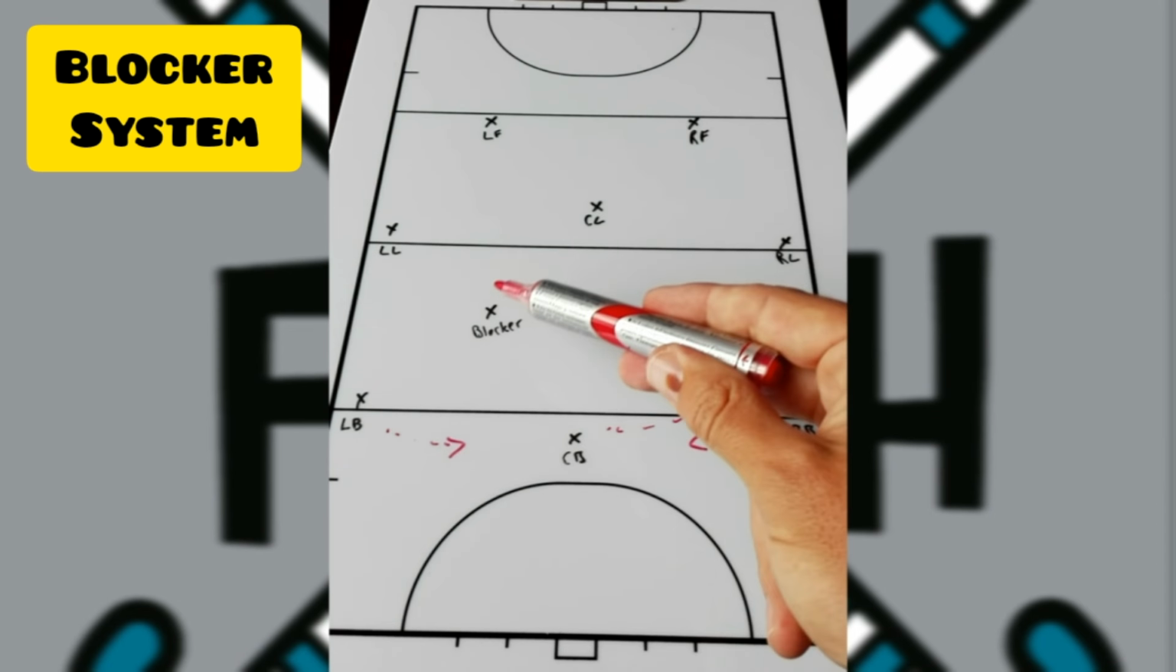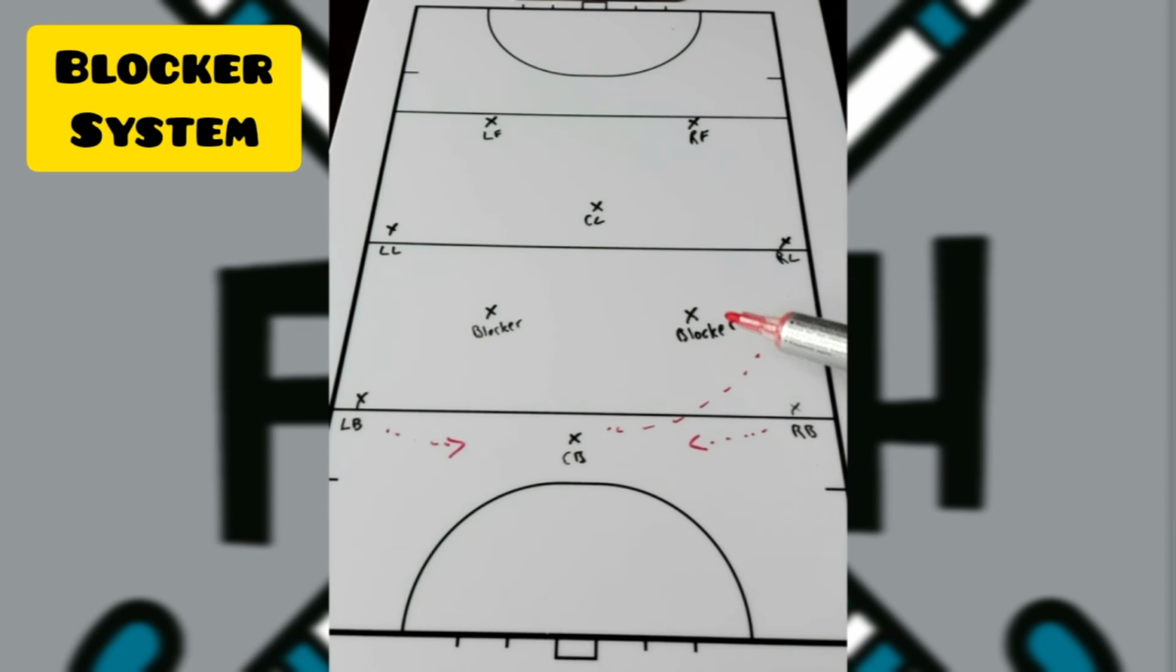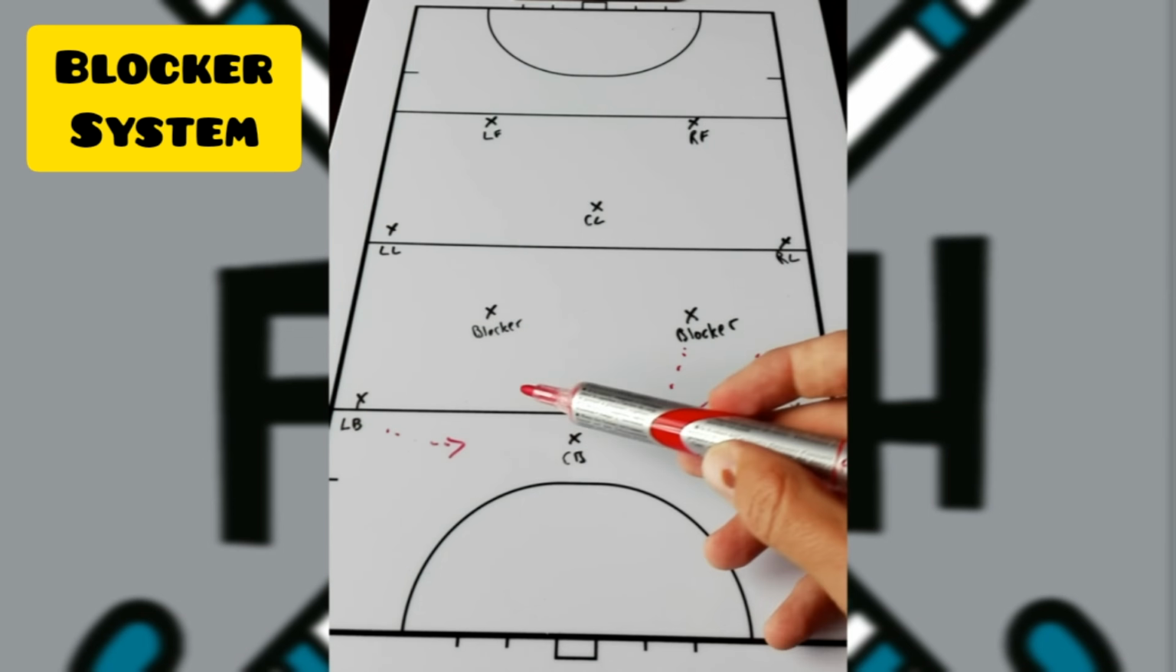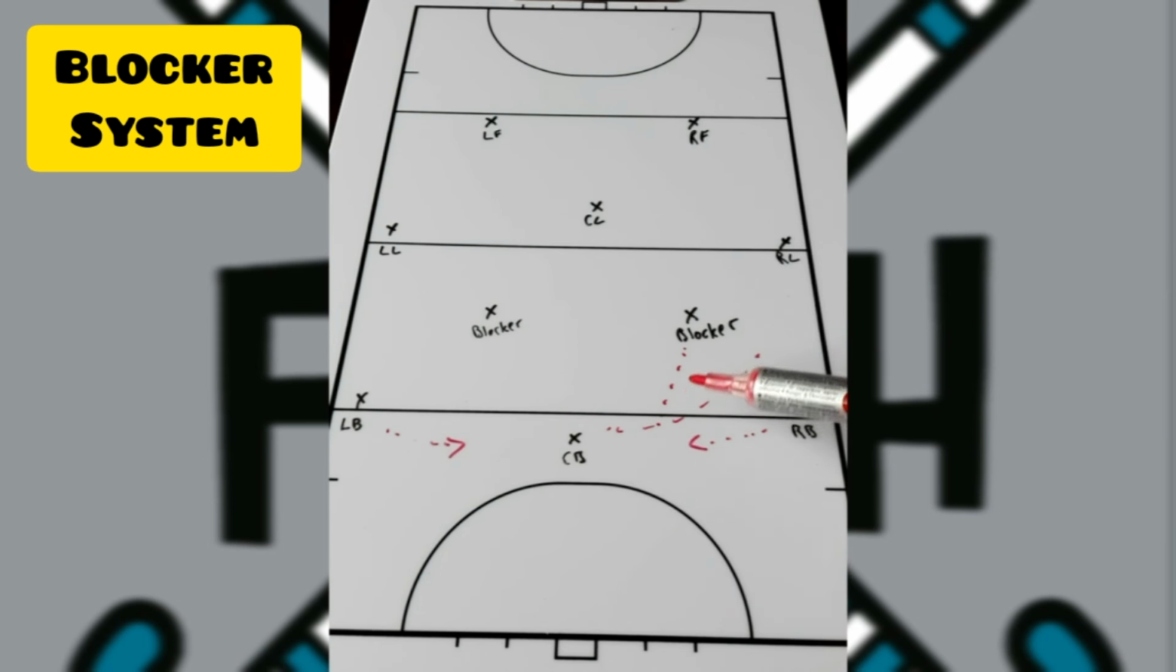These blockers will also be flexible. One of them can move into the back three to make it a back four. And then by changing the formation, you can force the opposition to keep changing their formation to counter-attack with your formation that you changed.